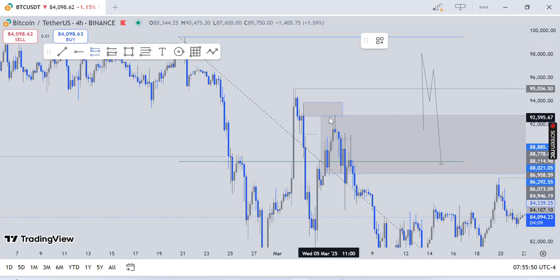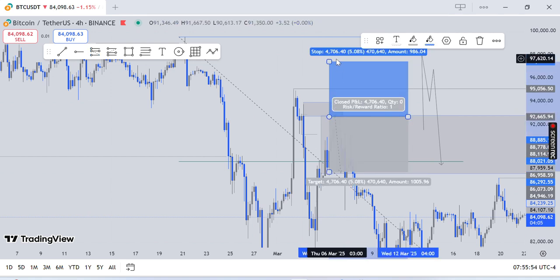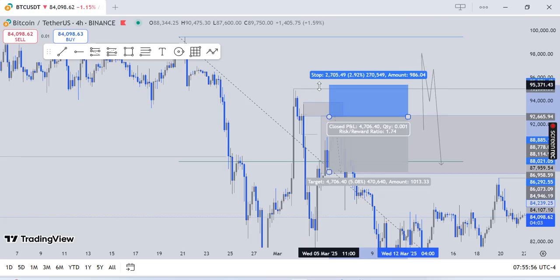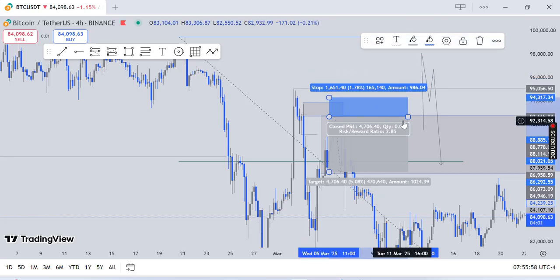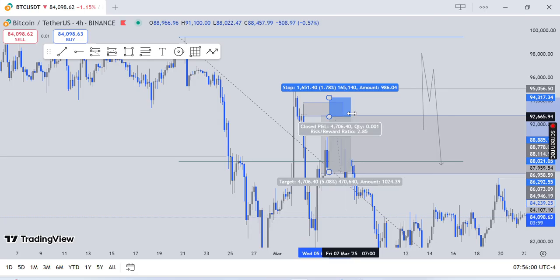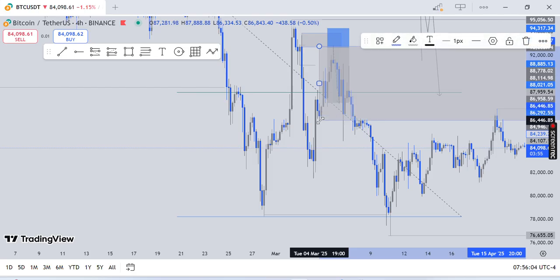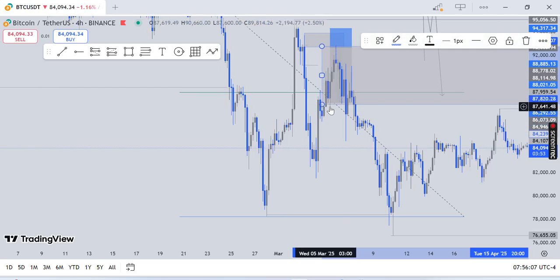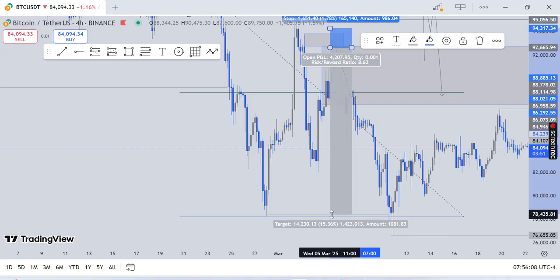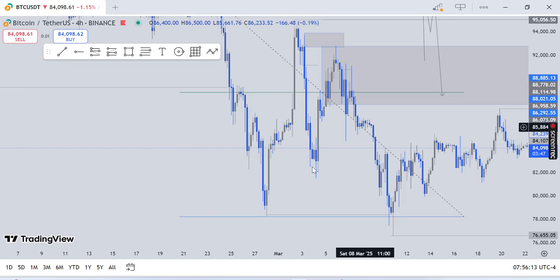You can place your stop loss above here or just give it a little space like that, and then target the low, the main low, the swing low rather. You target the swing low, which is about 8 RR. Do you understand? So that is the first entry.